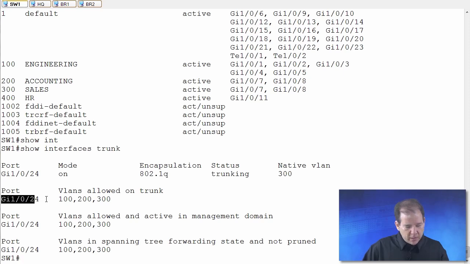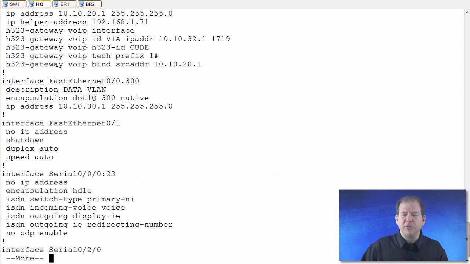I'm using .1Q encapsulation, we've already determined. We see that the native VLAN is 300. We see that we're allowing VLANs 100, 200, and 300. Does this all match up on the router?